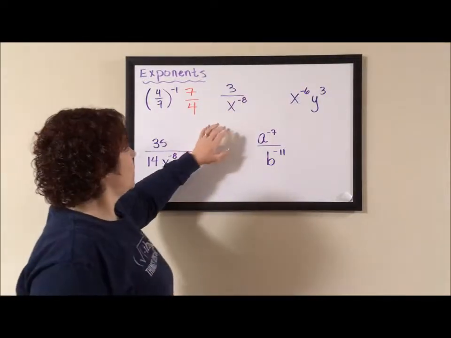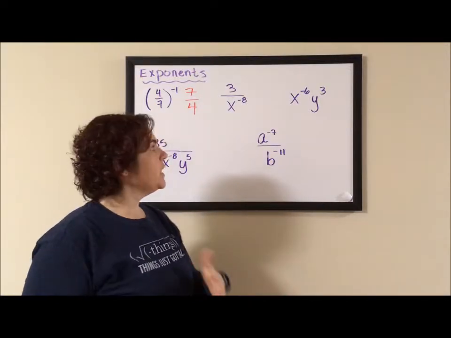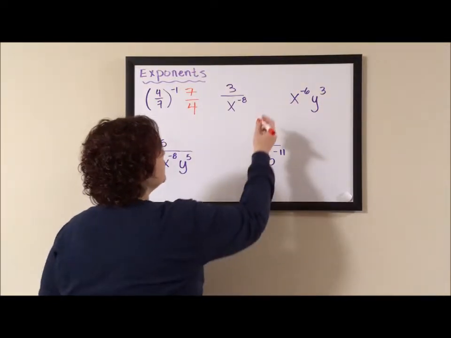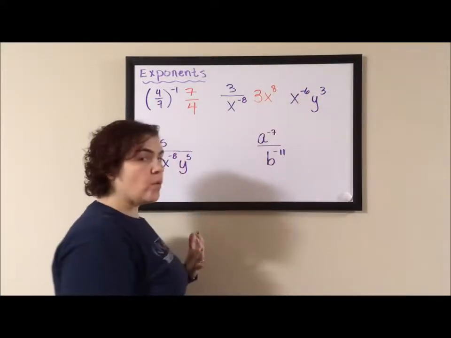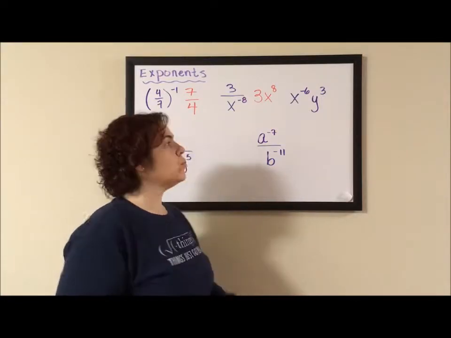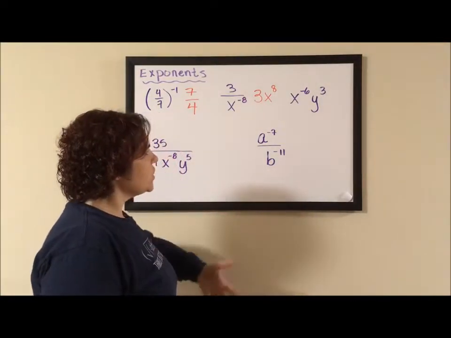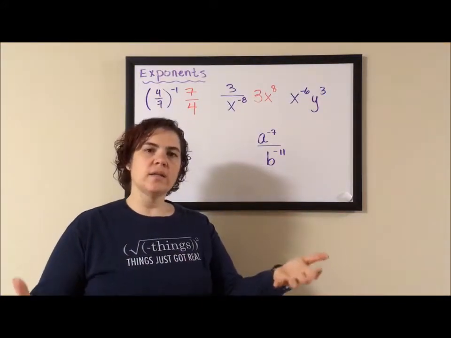For my second example, notice the x has the -8, the 3 doesn't have a negative exponent. It's going to stay right where it is. This is going to become 3x to the +8. You can put it over 1, but once you don't have anything but 1 in the denominator, you don't actually need to write it. For this next example, the x has a negative exponent, the y does not.